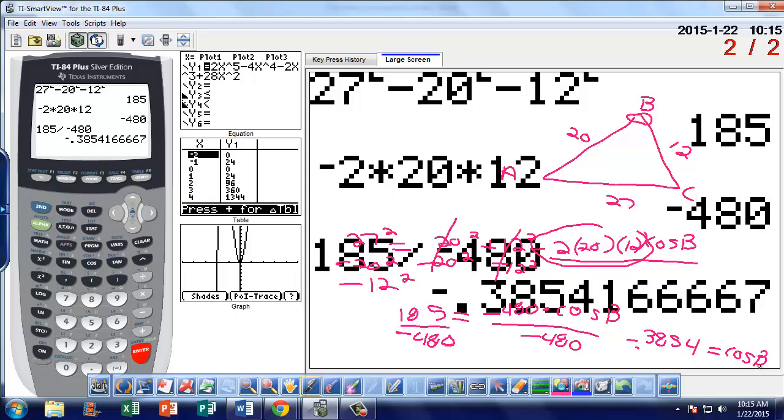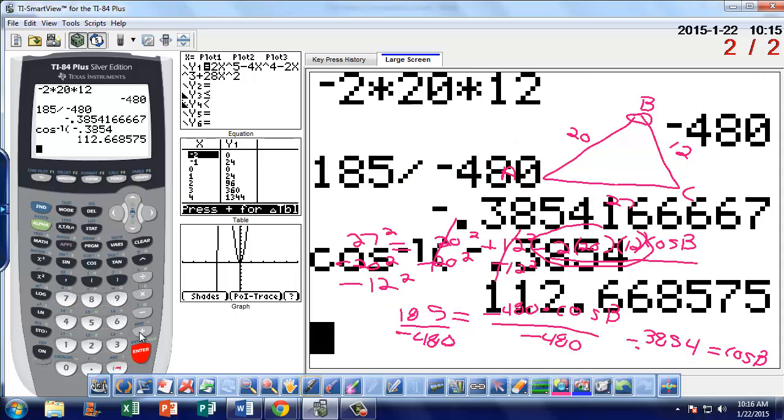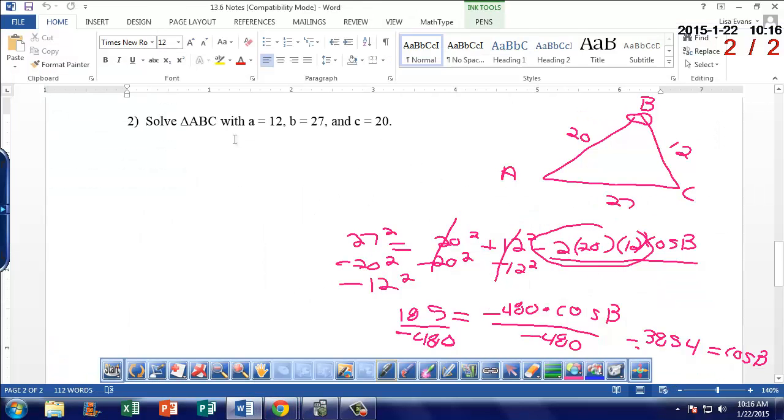So to find B, we have to do the inverse. So second cosine, and then go ahead and put in negative 0.3854. That's good enough. We get 113 degrees. We want to round to the nearest degree. Yep. Let's go ahead and go back to our original problem. So we got angle B to be 113 degrees, so we're looking for angle A, angle B, and angle C. And we got angle B to be 113.